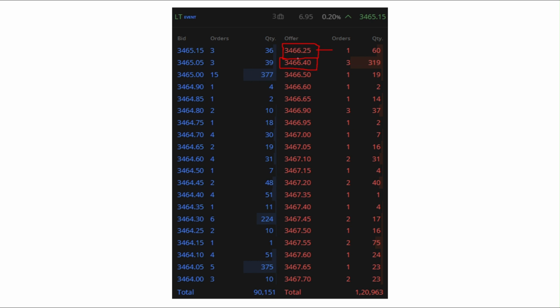Similarly, for buying, the best buyer is the buyer with the highest buying price. So you see this 3465.15, then 3465.05. They are in descending order basically. So here also the order in the first slot will get executed first, then this, then this, then this.